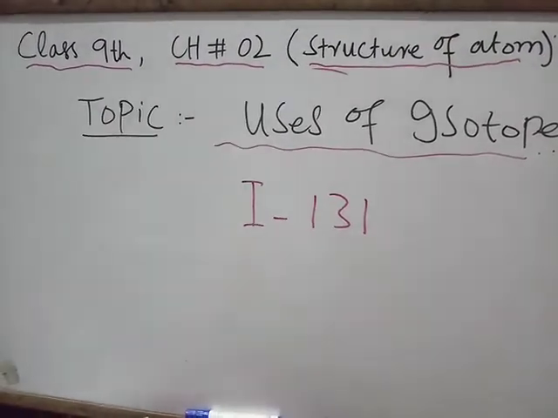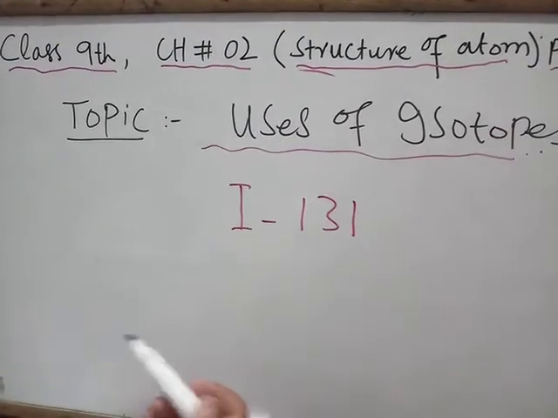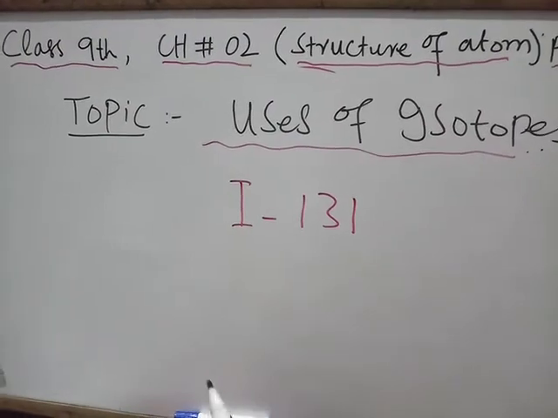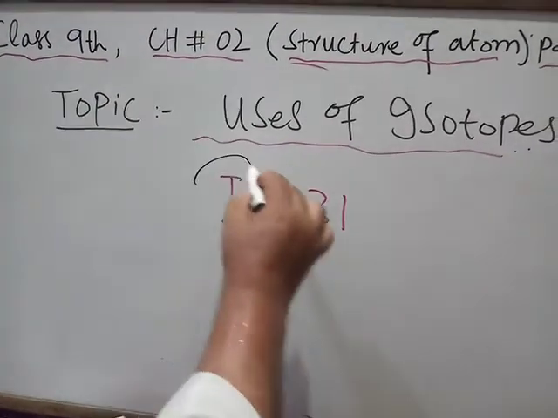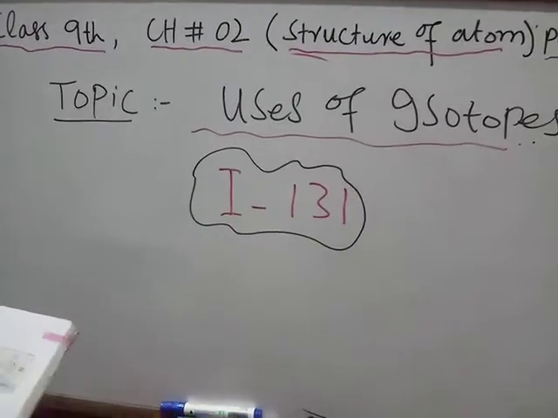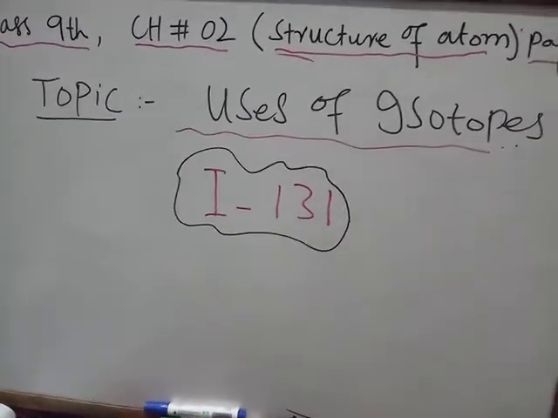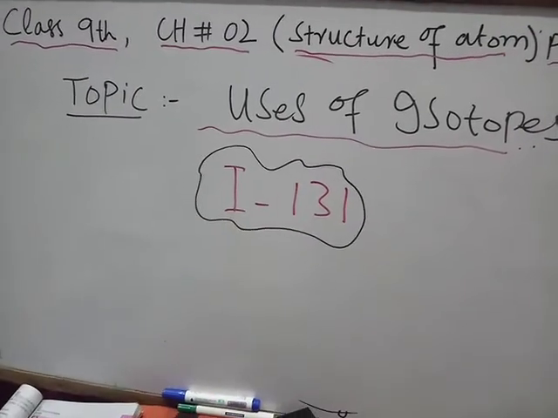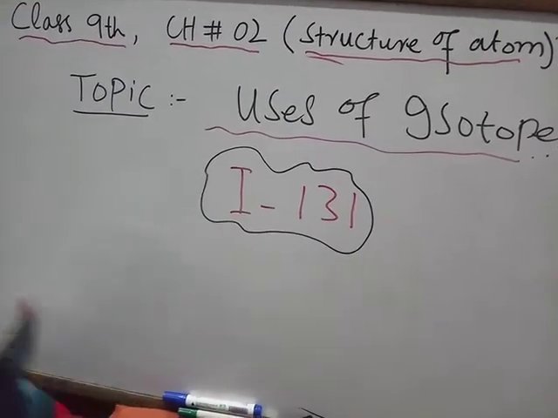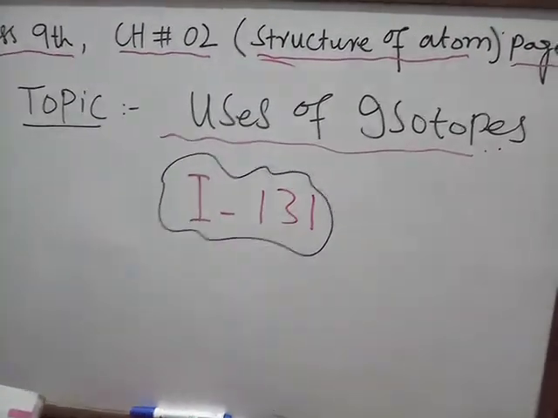So they develop a condition or a disease which is called goiter. So this iodine 131 is used to diagnose thyroid disorders or disease. The second use of isotope is about the Na24, sodium 24.